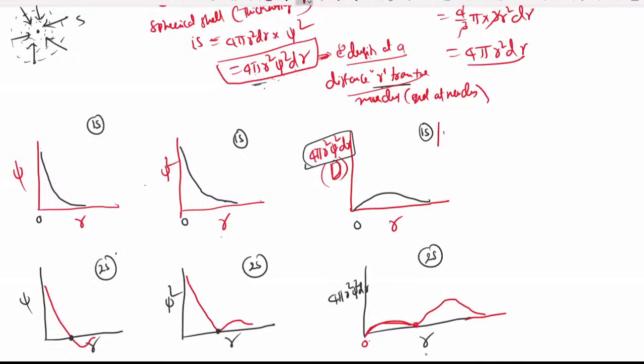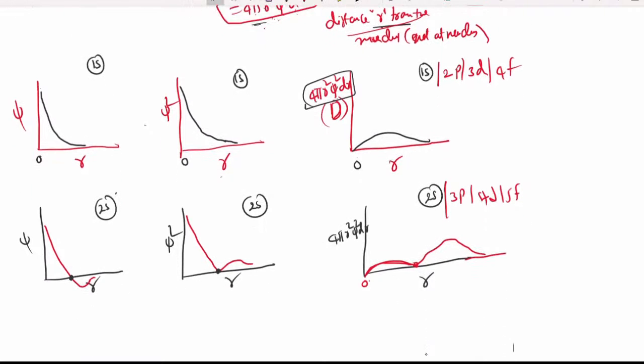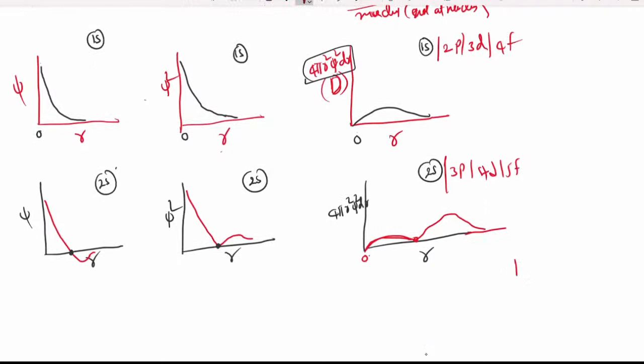This is 1s, equal to 2p, equal to 3d, equal to 4f. And this is for 3p, 4d, or 5f. Once in the IIT examination, the advanced exam in 2017 or 18, they gave a question like this: 4 pi r square psi square dr.